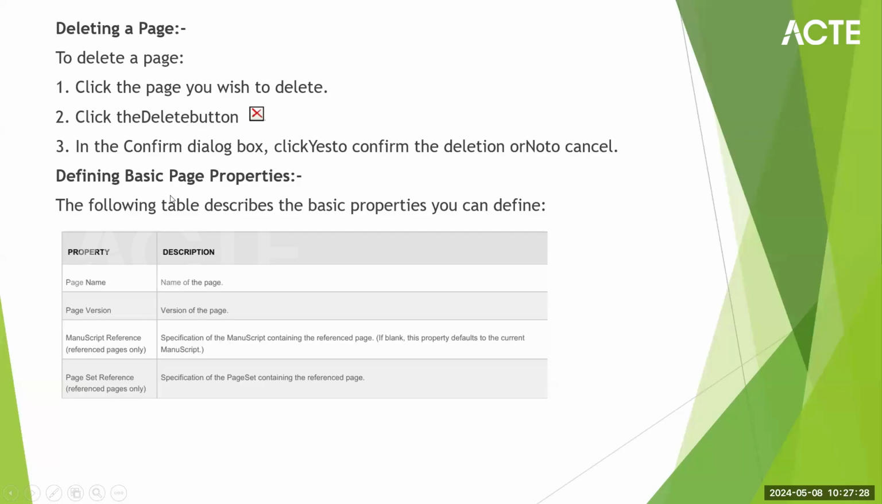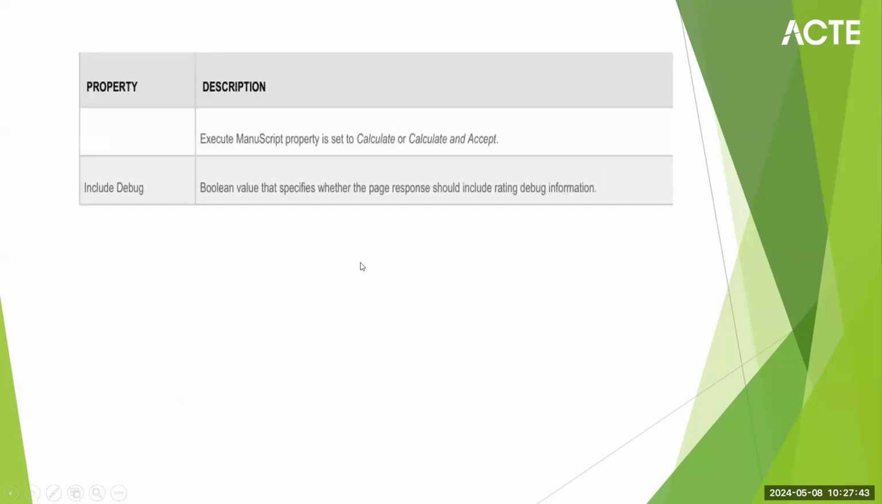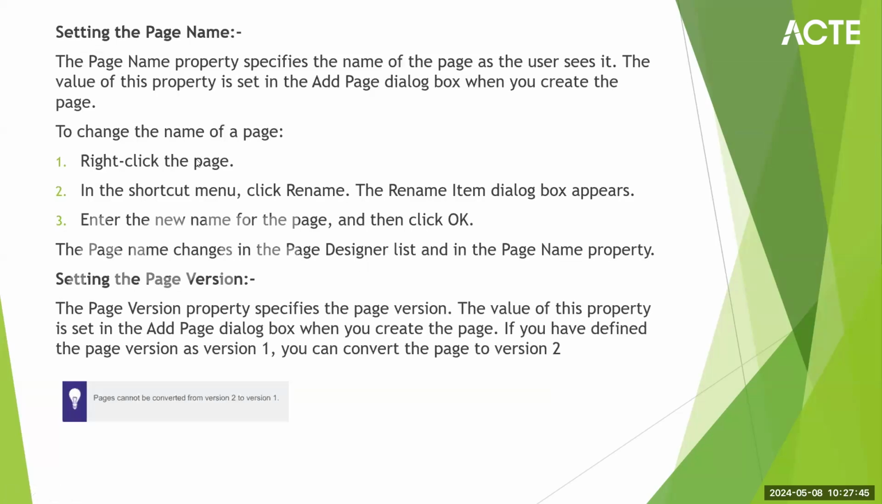These are some of the properties which are available while creating a page: a page name, page version, manuscript reference, page set reference. These are common for each and every field and page. Setting the page name. Suppose you want to set the page name as some name.